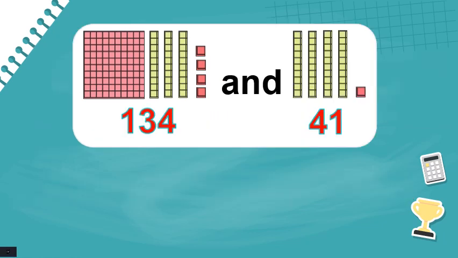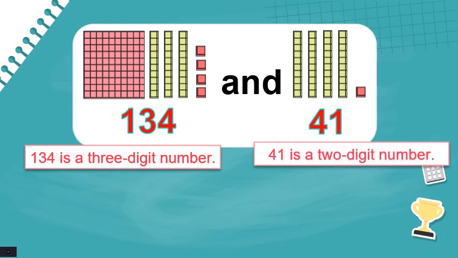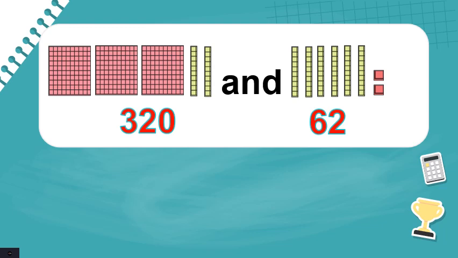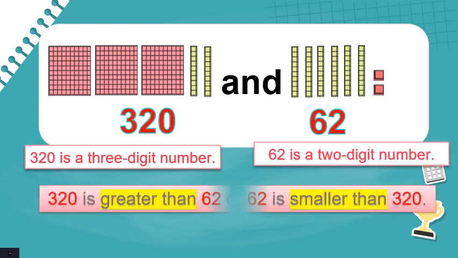134 and 41. 134 is a 3-digit number. 41 is a 2-digit number. Therefore, 134 is greater than 41, or 41 is smaller than 134. 320 is a 3-digit number. 62 is a 2-digit number. Therefore, 320 is greater than 62, or 62 is smaller than 320.